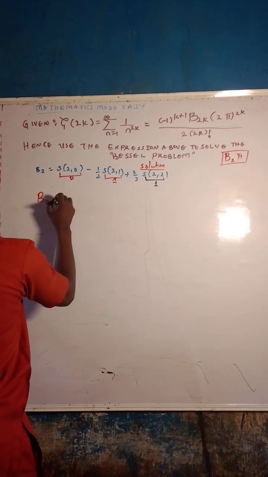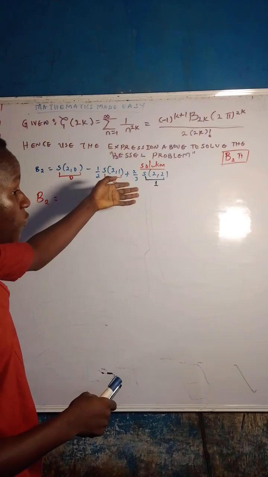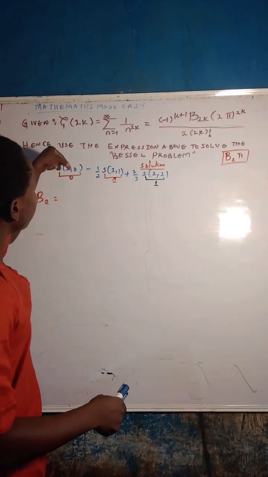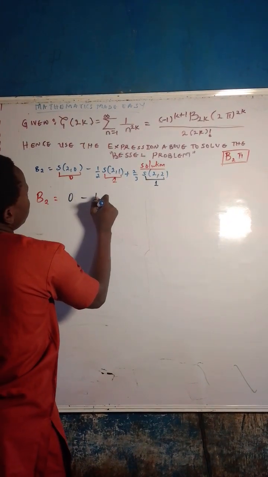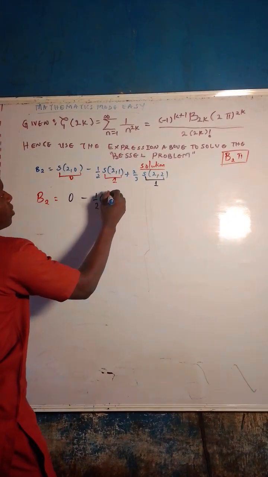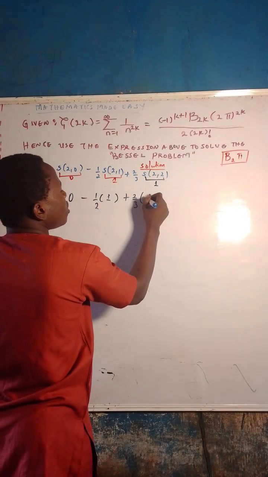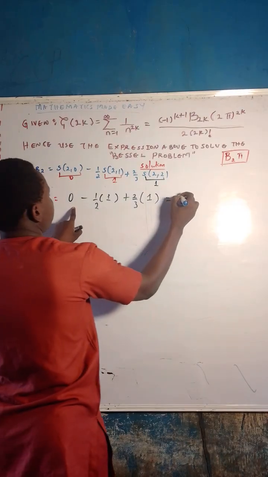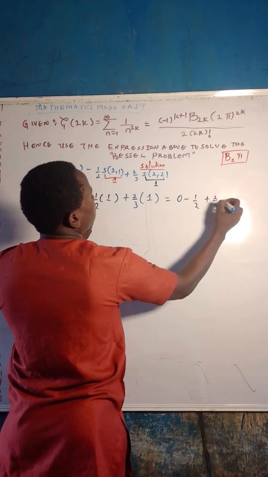So guys, let's find the Bernoulli number now when n is 2. B of 2 will be equal to s of 2, 0 minus 1 over 2 s of 2, 1 plus 2 over 3 s of 2, 2. So we have s of 2, 0 to be 0. So that will be 0, then minus 1 over 2, then s of 2, 1 to be 1, then plus 2 over 3, then s of 2, 2 to be 1. So this will give us 0 minus 1 over 2 plus 2 over 3.